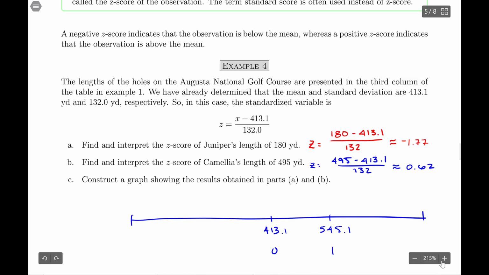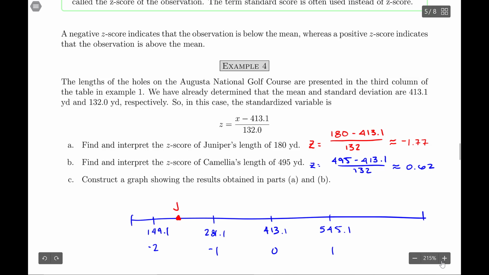Similarly with the z-score, that's one standard deviation above the mean. One standard deviation below the mean is 413.1 minus 132, so we get 281.1. If I go 2 standard deviations below the mean, that takes me to 149.1 yards. And I can plot these 2 points now. Part A, Juniper, is 180 yards, and it has a z-score of -1.77. So that's going to fall right in here.